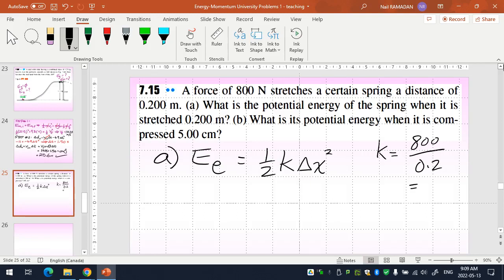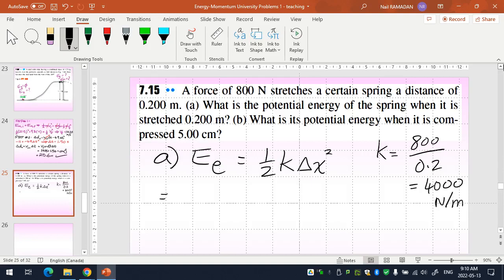What's that? Well, that's kind of like dividing by 2 and then multiplying by 10. Because dividing by 0.2 is like dividing by 2, but it's 10 times bigger. So what's 800 divided by 2? 400, multiplied by 10? 4,000 newtons per meter for this spring.